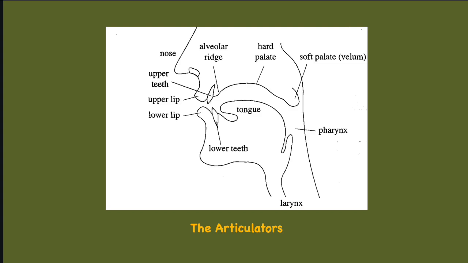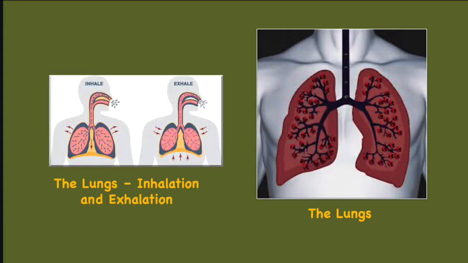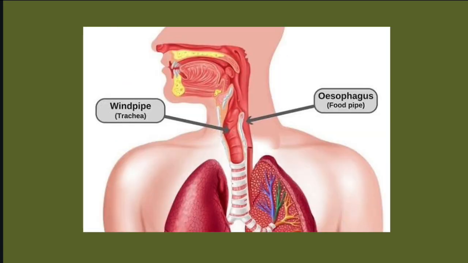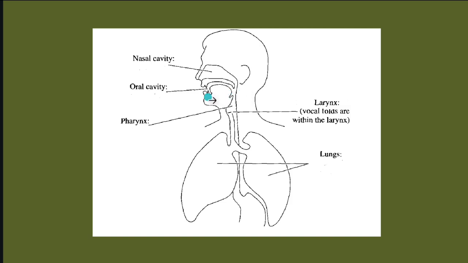Okay, so this is the nasal cavity and this is the oral cavity. A cavity is just like a space that you can find here, and this is the space that you can find in this location. So again, the oral cavity is related to the mouth, and the nasal cavity is related to the nose.